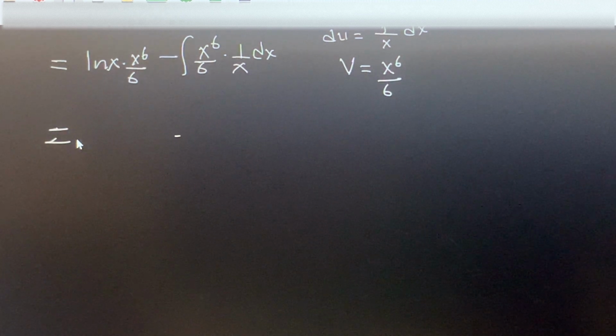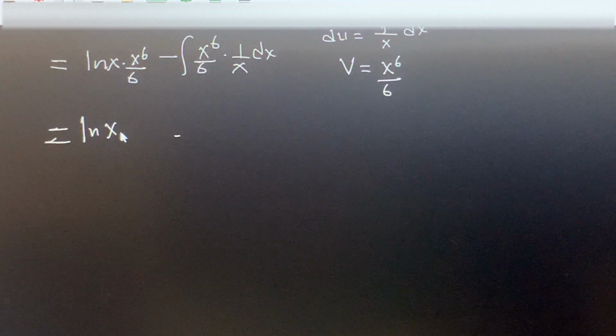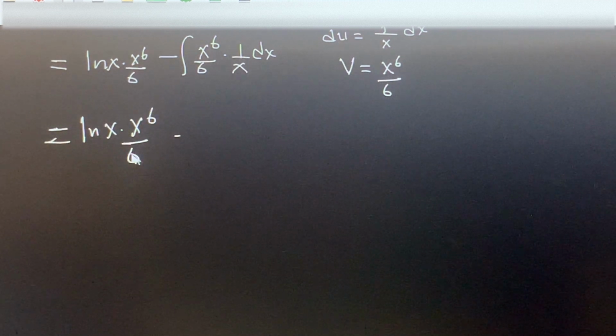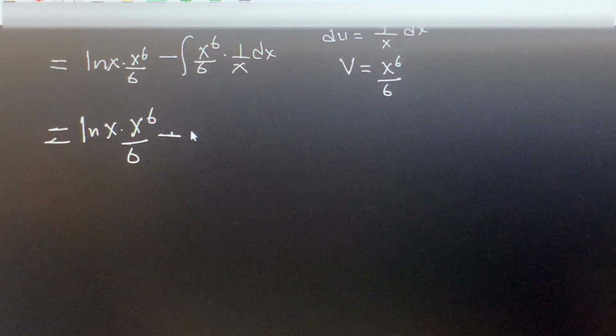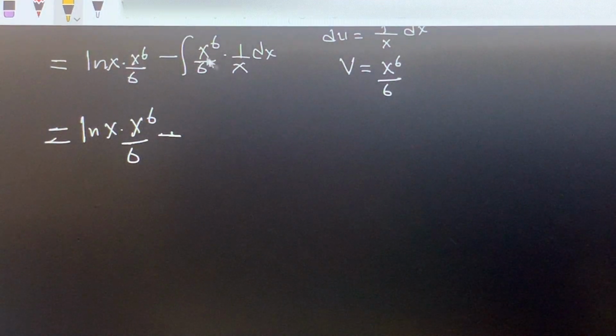This is equal to, now, let's keep that one, ln of x times x to the power of 6 over 6 minus. So look at the integrand here. Okay, I can do something here. This is x to the power of 6, and I have 1 over x here.